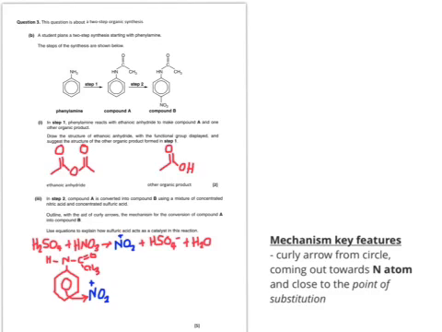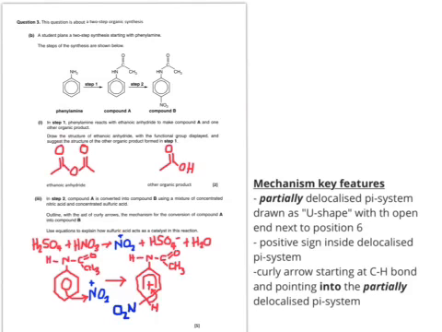So as we go, I'm going to highlight the key features that you should have in your mechanism. The curly arrow starts in the circle and comes out towards the nitrogen atom close to the point of substitution, which is in this case position number 6. So the next thing you have to do in the second stage is to draw out your intermediate. So that has a couple of marks attached to it, and you've got to get them both spot on. So first of all, I've put the nitro group substituting.